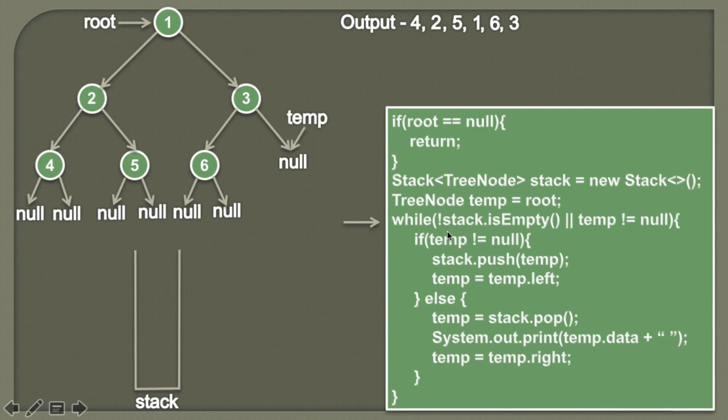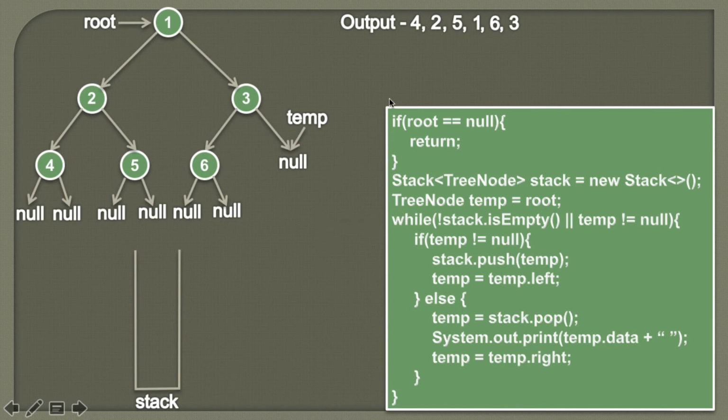So now again we'll check the condition in the while loop. First we check whether the stack is empty or not. Currently the stack is empty, so the first condition comes out to be false. And then we'll check whether temp is equal to null or not. Here you can see temp is equal to null. Therefore the second condition comes out to be false. So overall both the conditions are coming out to be false, so the while loop terminates.